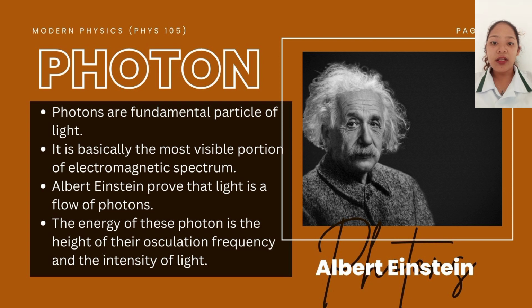As I said a while ago, photons are the fundamental particles of light. It is basically the most visible portion of the electromagnetic spectrum. Albert Einstein proved that light is a flow of photons. The energy of these photons is determined by the height of their oscillation frequency and the intensity of light. He also explained how a stream of photons can act both as a wave and a particle.